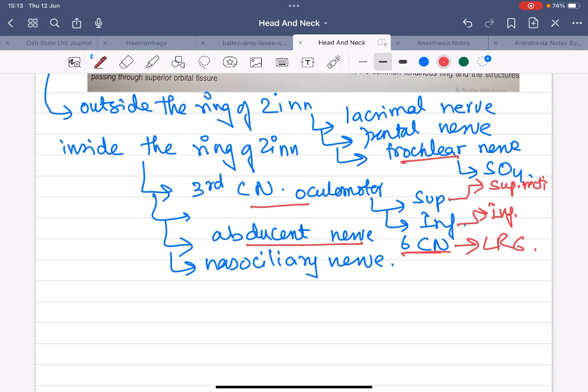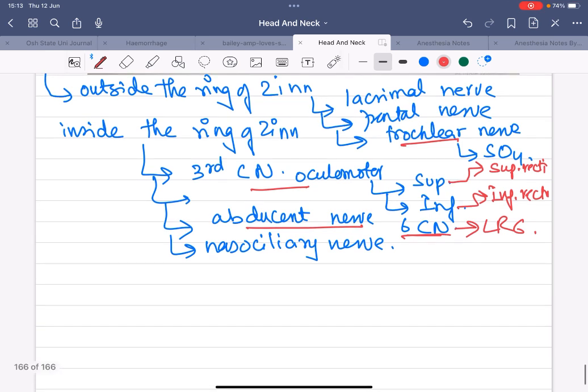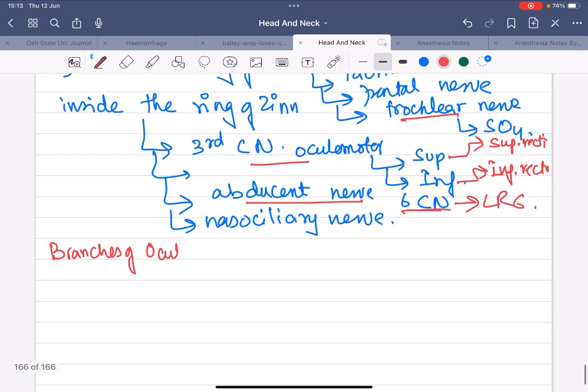Okay, so the nasociliary, lacrimal, and frontal nerves, from where do these nerves come? These three nerves are the branches of your oculomotor nerve. No, not oculomotor. Branches of your ophthalmic nerve, sorry. The ophthalmic nerve is from your trigeminal nerve.